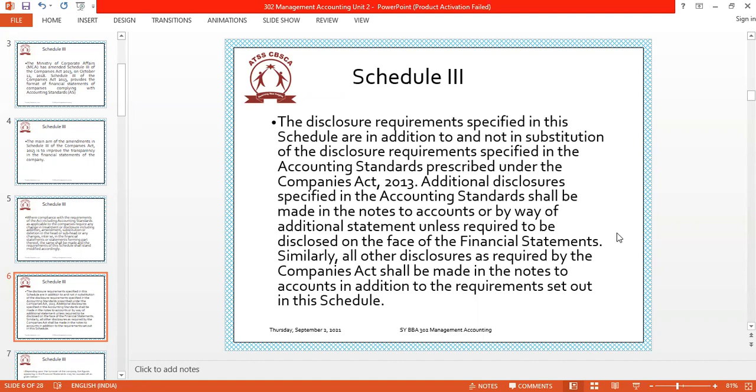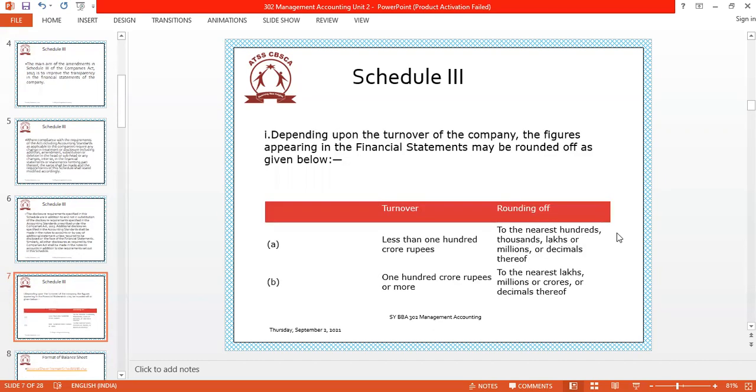So along with Schedule 3, we have to focus on the different disclosures that have been laid down under the different accounting standards. Schedule 3 is one of the things that we have to focus on.